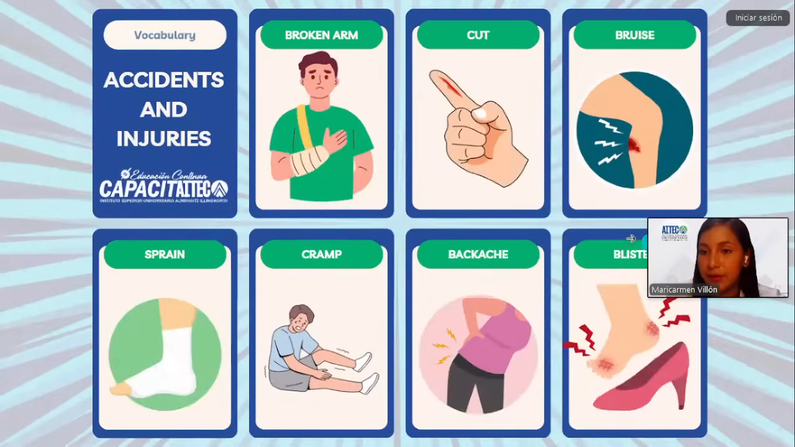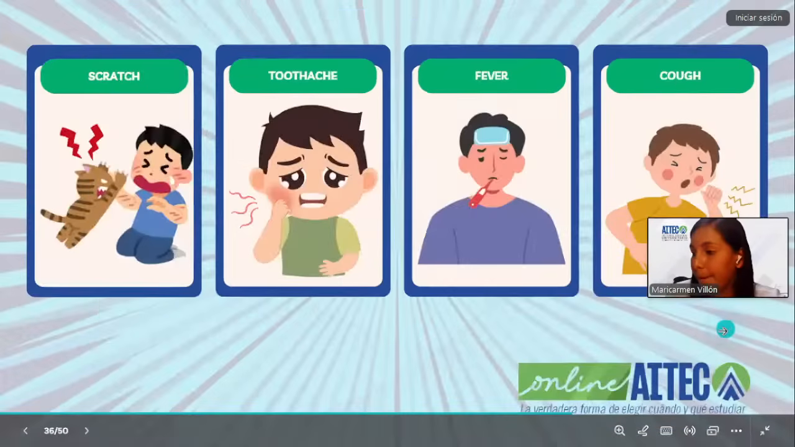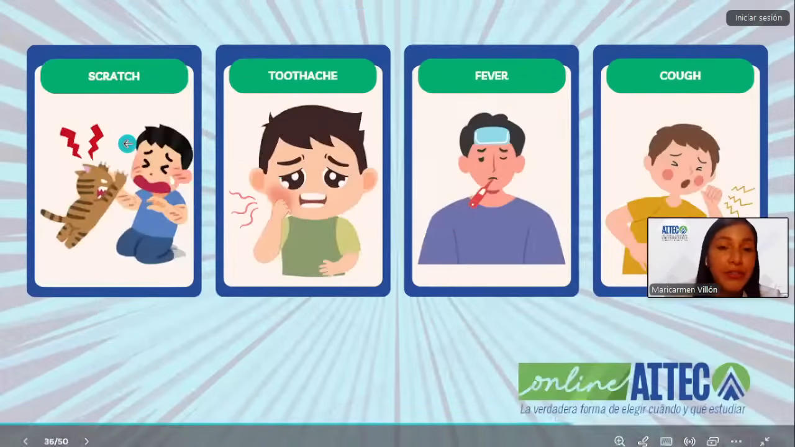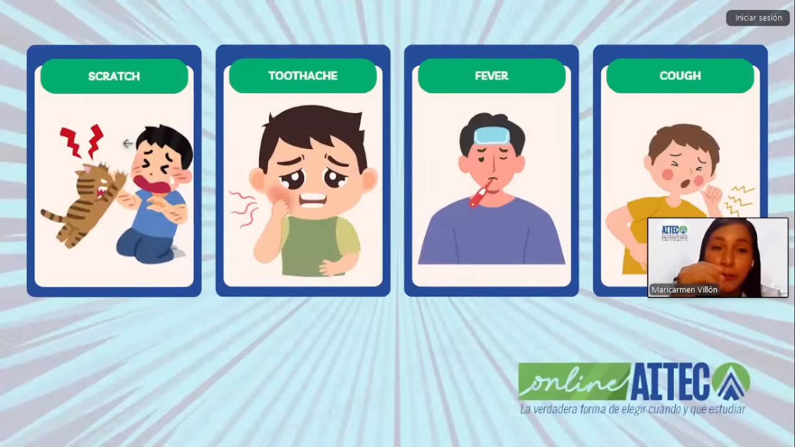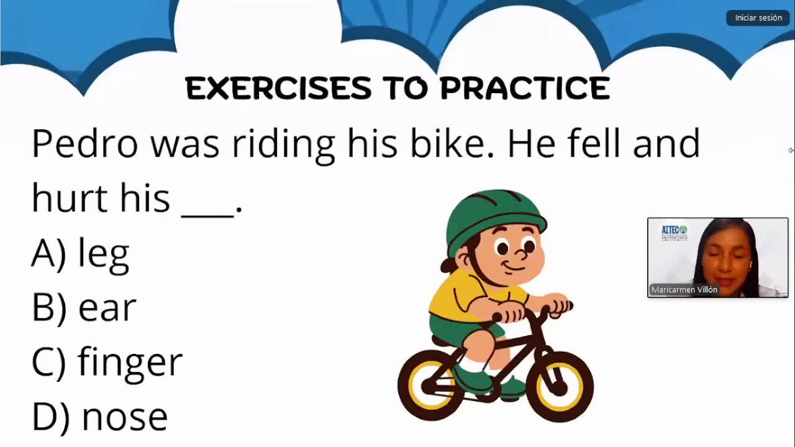Okay, blister. Yeah, ahí creo que se observa mejor. Estaba tapando. Ajá, blister, ampolla. Okay, thank you. We have a scratch. Tendría que ser como un aruñón. A toothache. Fever. And finally, cough. Yeah, that's cough. Okay, remember this is vocabulary about accidents and injuries.